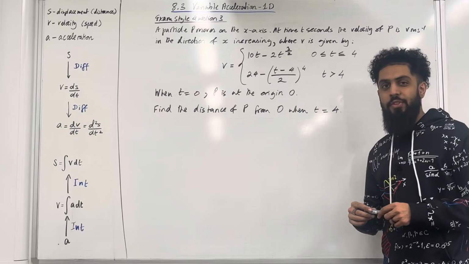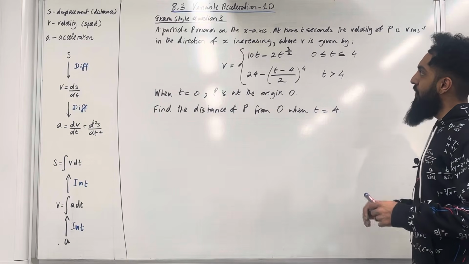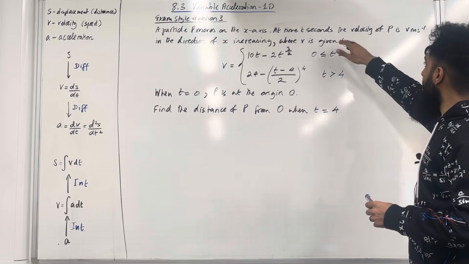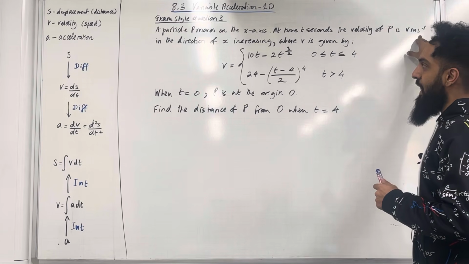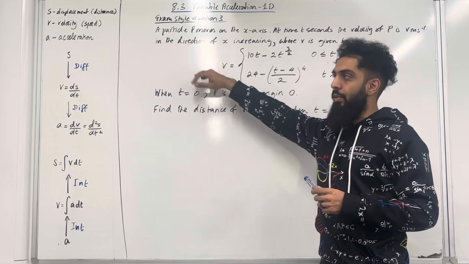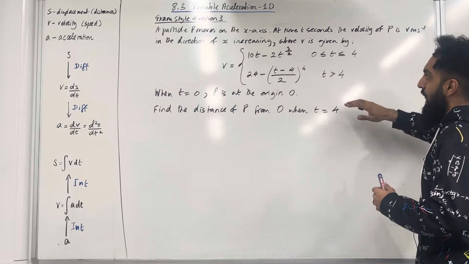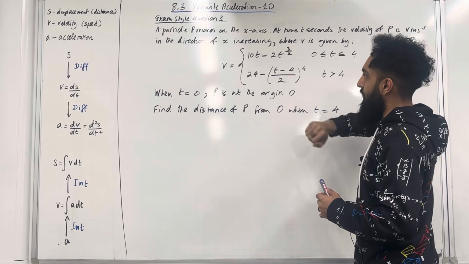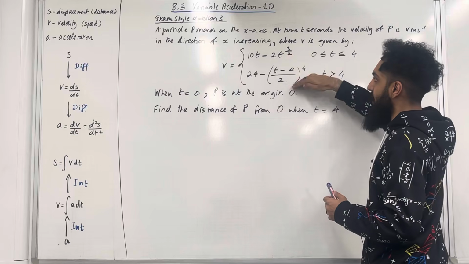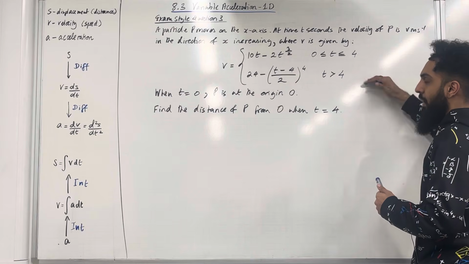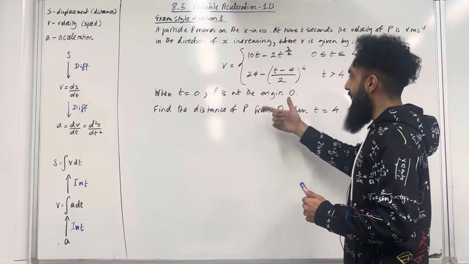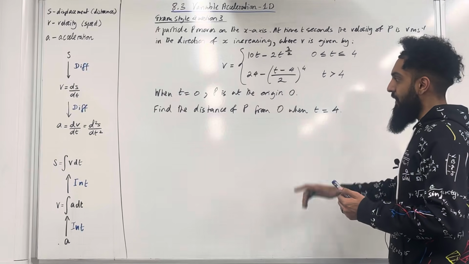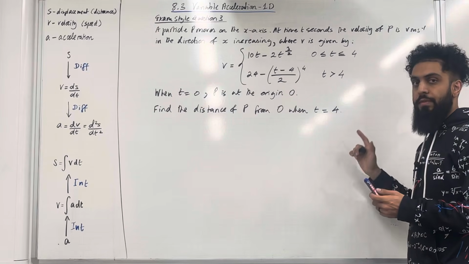Here is exam style question 3. A particle P moves on the x-axis. At time t seconds, the velocity of P is v meters per second in the direction of x increasing, where v is given by this piecewise function. So the velocity equation could be this or this, dependent on the interval for time. When t is equal to 0, P is at the origin. Find the distance of P from O when t is equal to 4.